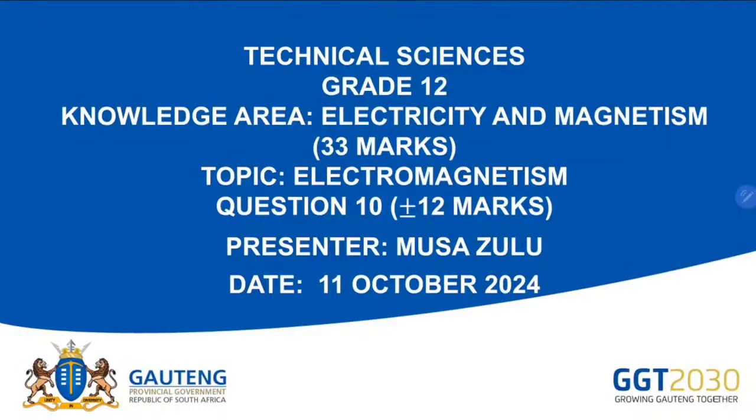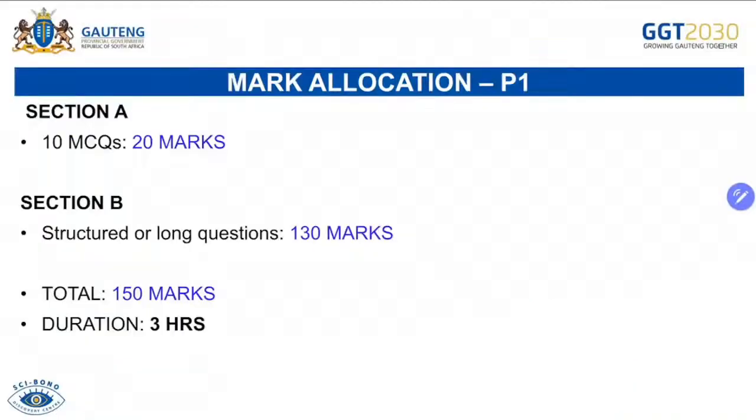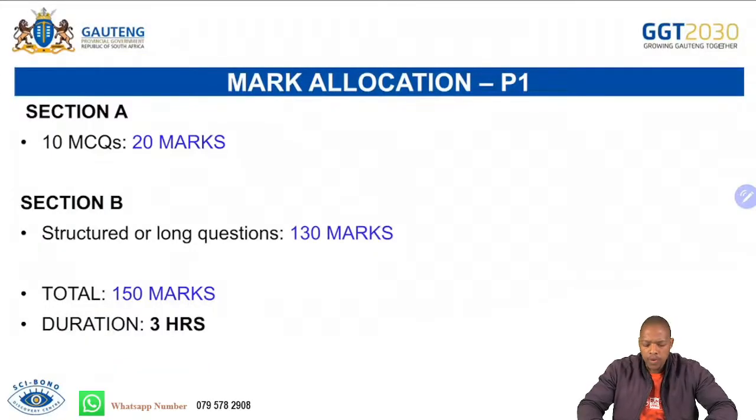Right, today, grade 12, our knowledge area is going to be electricity and magnetism, which carries around 33 marks in our paper 1 question paper. And the topic of the day is going to be electromagnetism. Specifically, we're going to be looking at generators, motors, and transformers. This is usually question 10 in our question paper, and it usually carries around 12 marks of the question paper.